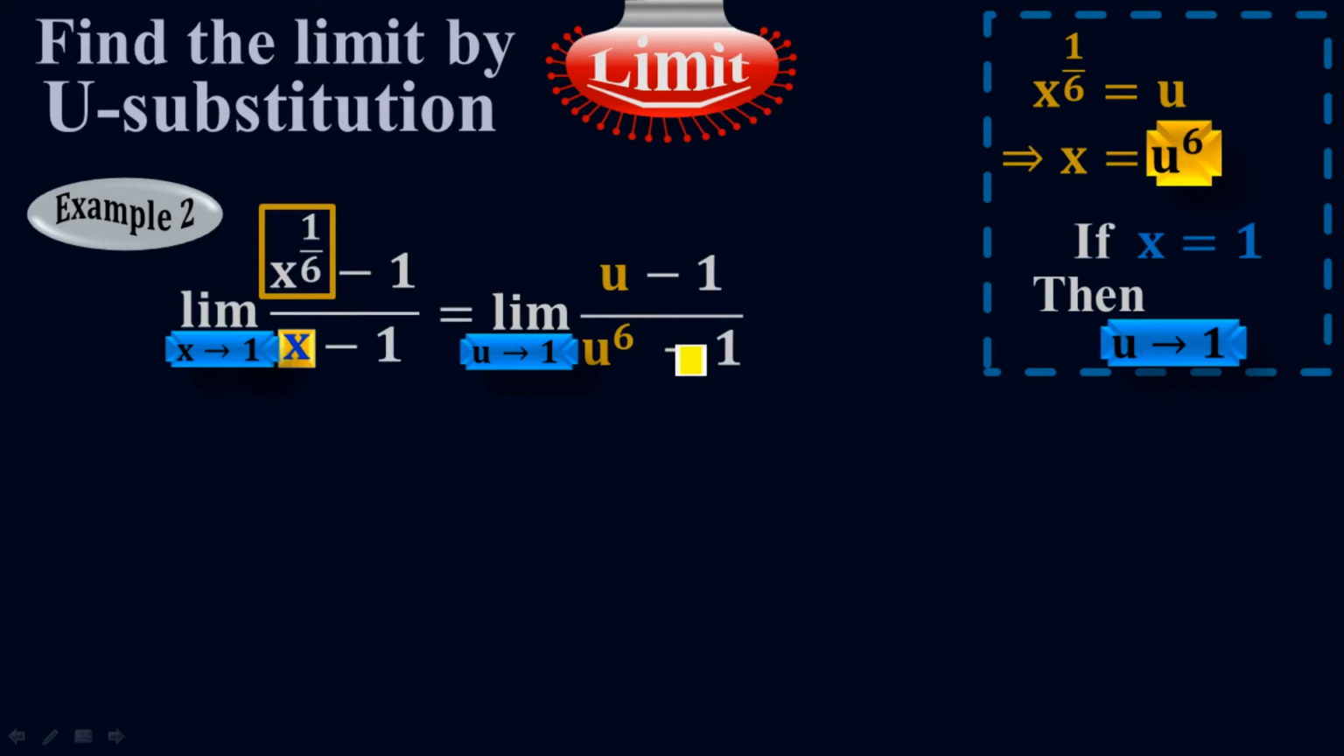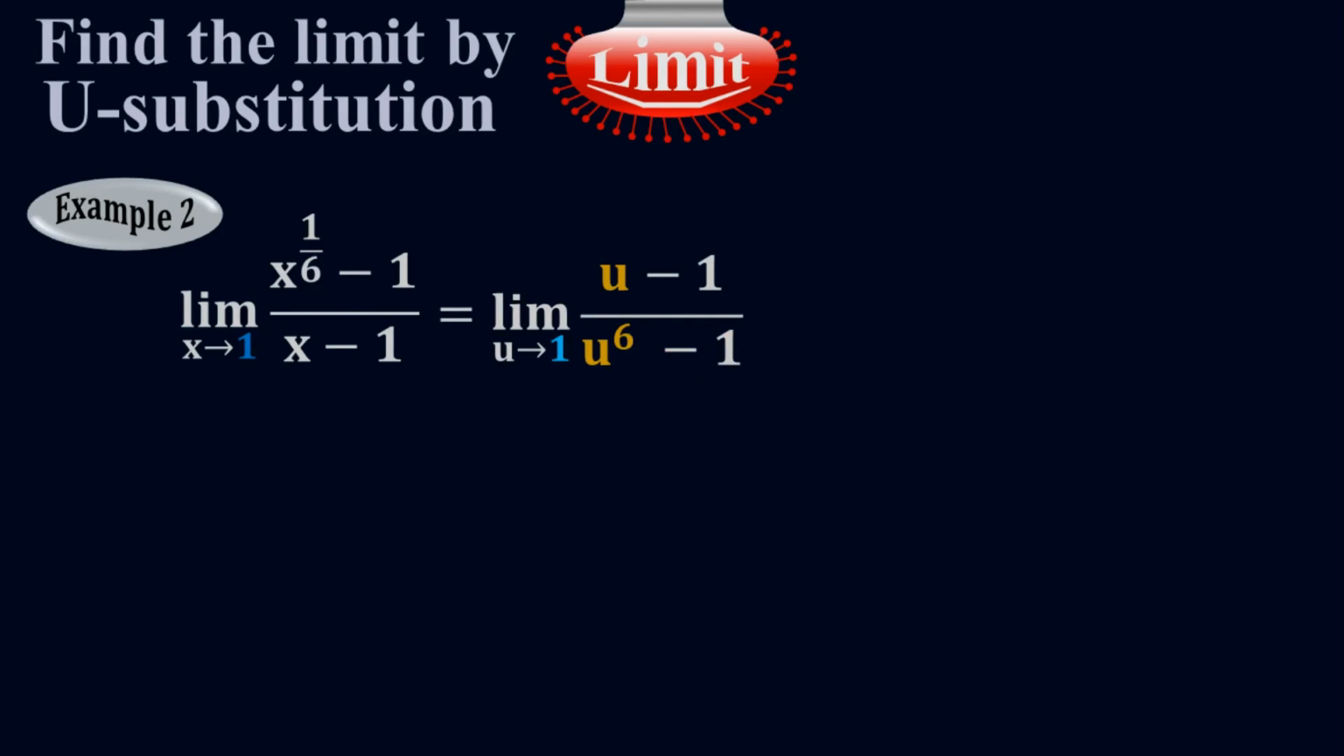And x equals u to the 6. Then x approaches 1. If x approaches 1, it means that x equals 1. If x equals 1, then this section will be 1 equals u, because if I put x equals 1 here, 1 to the 1 over 6 is 1. So 1 equals u, which means that u approaches 1. So my new limit will be u approaches 1, not x approaches 1, after doing substitution.